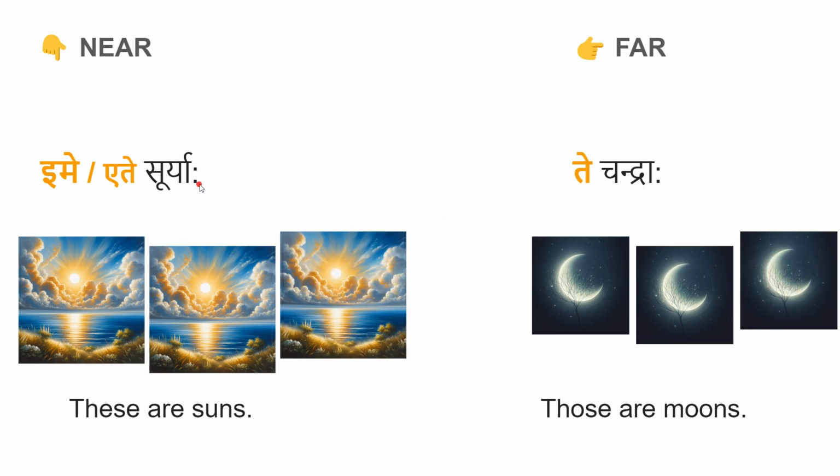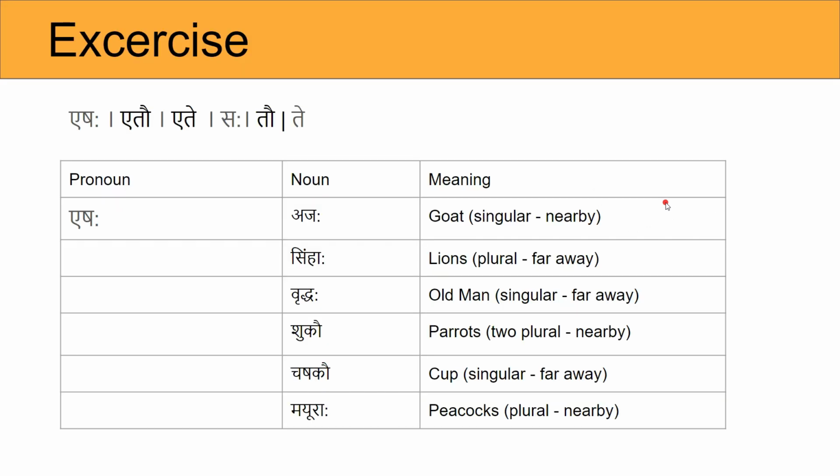Ime Suryaha, ete Suryaha. So these are suns, more than two, and those are moons: te chandraha, te chandraha. All right, that's it with the examples.